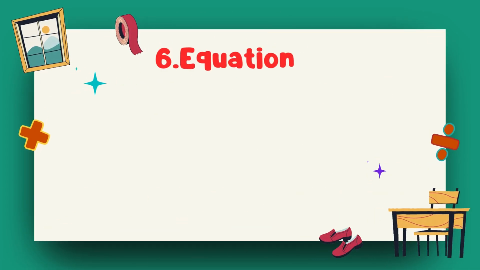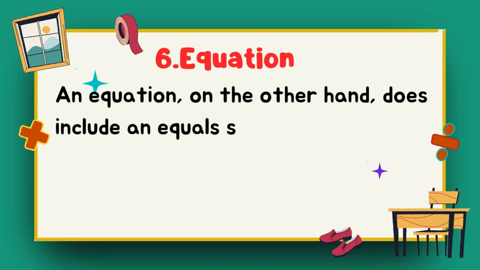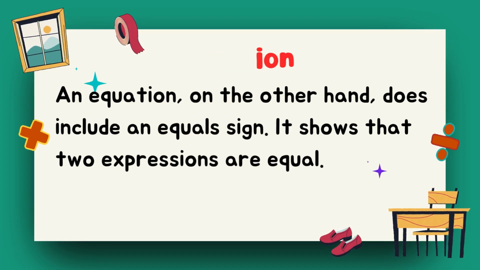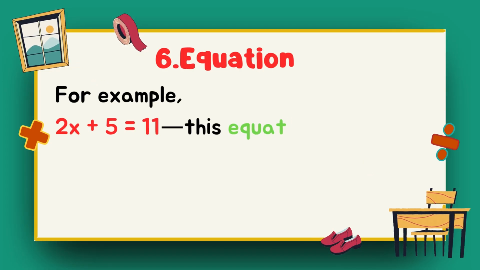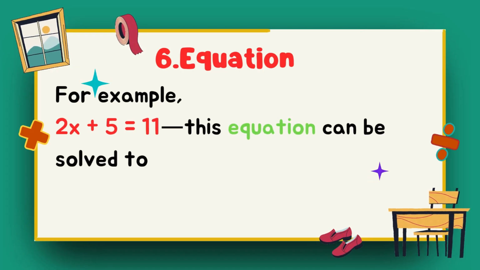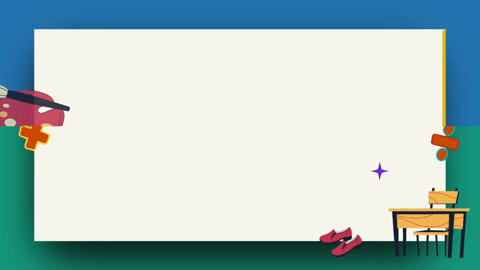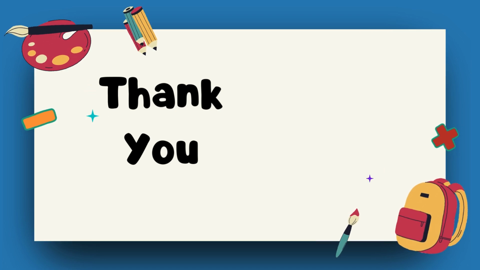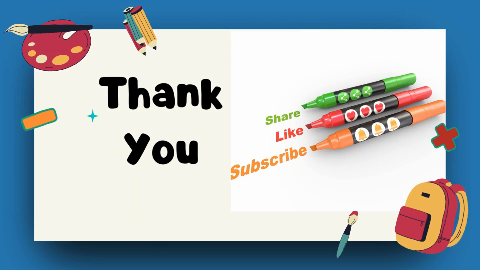And now equation. An equation, on the other hand, does include an equal sign. It shows that two expressions are equal. For example, 2x plus 5 equals 11. This equation can be solved to find the value of x. And that wraps up the key basic terms in algebra. Understanding these simple concepts is the first step towards mastering more complex topics.